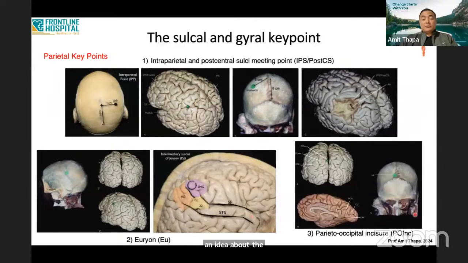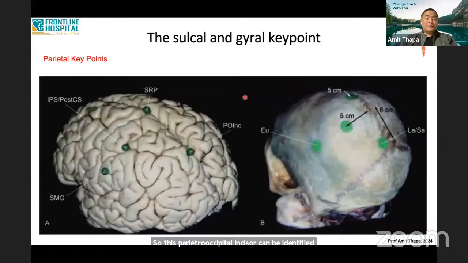Then is the parieto-occipital sulcus, which is basically dividing the parietal lobe from the occipital lobe. And this particular cranial localization can be made by the intersection of the sagittal suture with the lambdoid suture. So this actually lies at the lambda on either side. So this parieto-occipital sulcus can be identified by this landmark. Now, this is in a nutshell these four parietal key points.